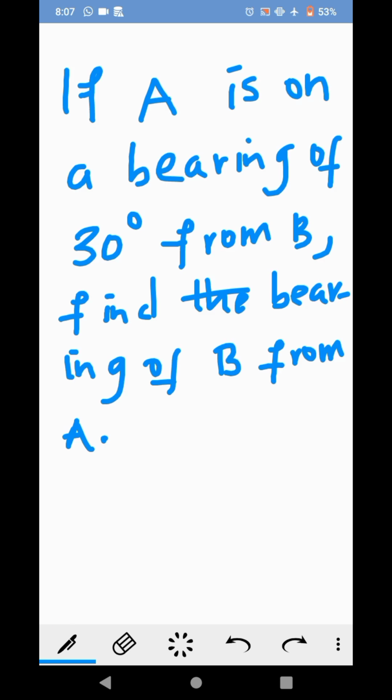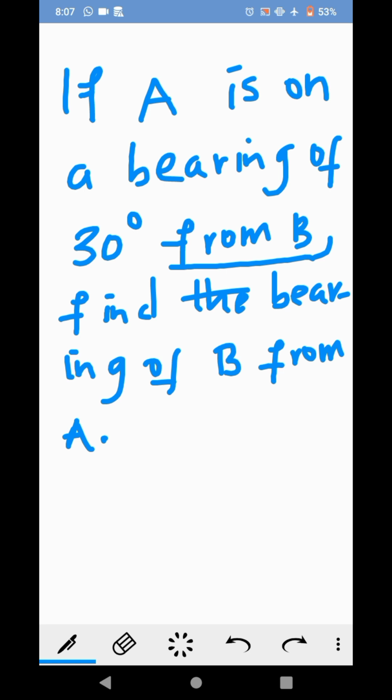So let's look at this question. Say A is on a bearing of 30 degrees from B, find the bearing of B from A. You can see that question. We can notice here that B is a reference point, so that's the first one we are going to draw. From B, we will now locate A using 30 degrees.